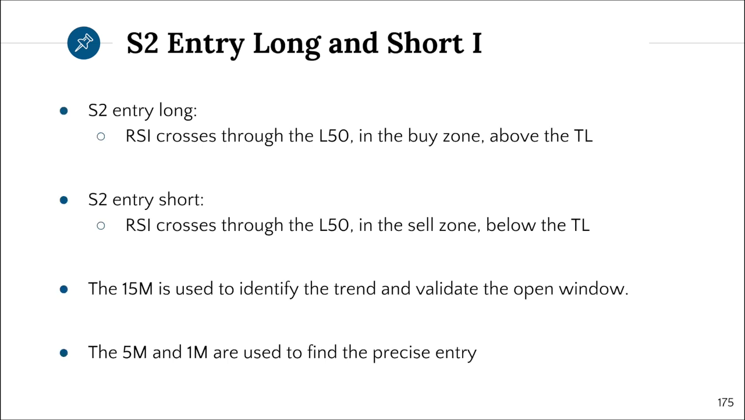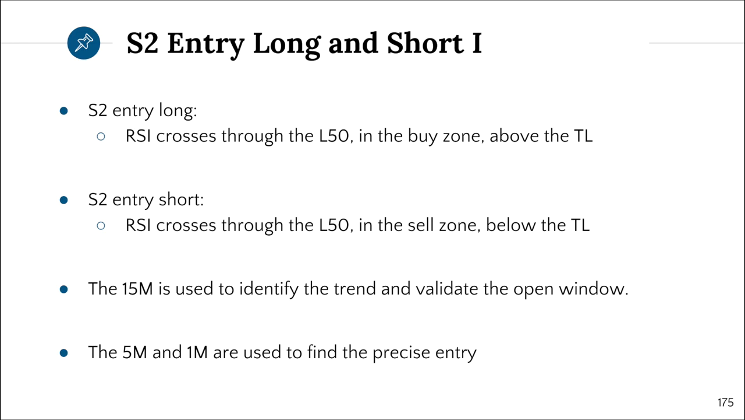The S2 entry long is when the RSI crosses through the liquid 50 in the buy zone above the trend line. And inversely, when the S2 entry short presents, you'll see the RSI crossing through the liquid 50 in the sell zone below or coming through the trend line as well.